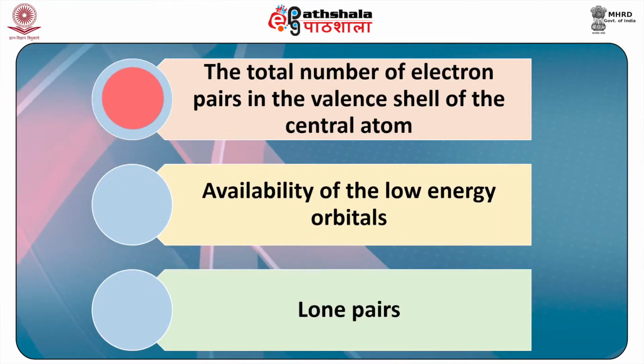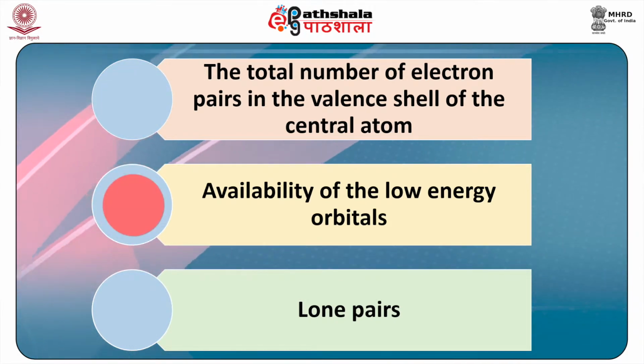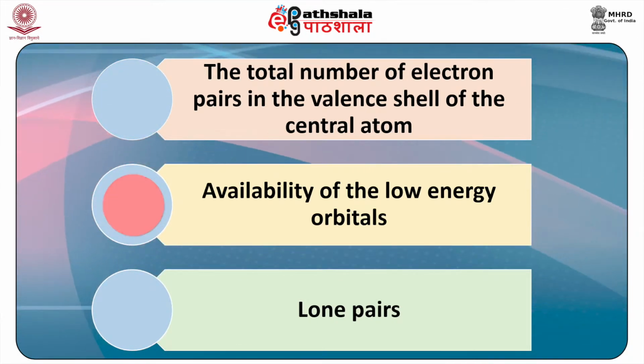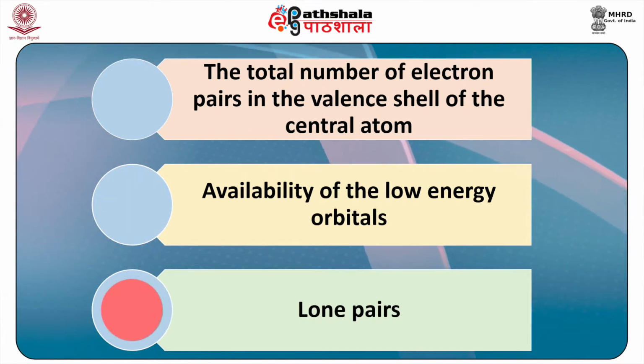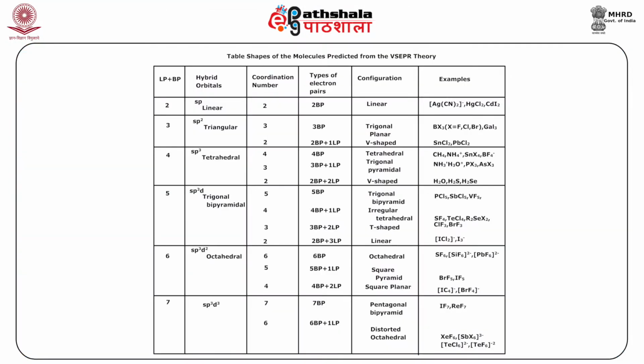The factors that affect the geometry of the molecular species are: number 1, the total number of electron pairs in the valence shell of the central atom; number 2, the availability of low energy orbitals; and number 3, the lone pairs. The lone pairs are assigned the positions where lone pair repulsions are minimum, and a lone pair can expand more readily due to the larger angular volume.